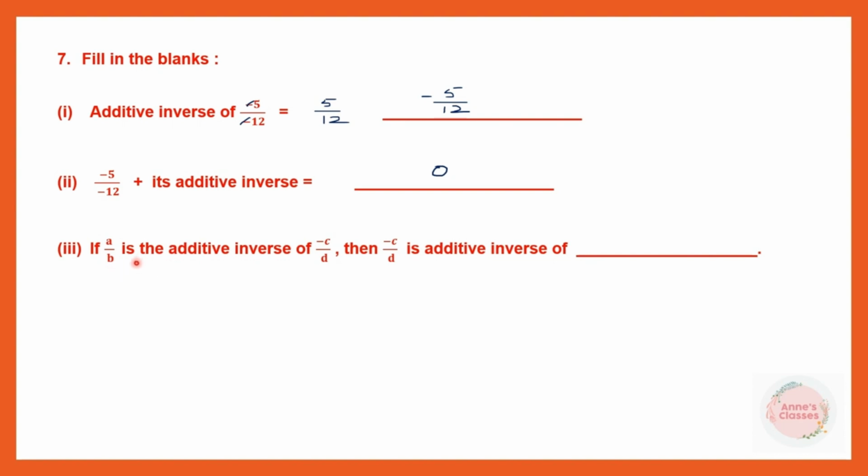If A by B is the additive inverse of minus C by D, then minus C by D is the additive inverse of A by B. Okay, this is the first part. Then A by B plus minus C by D, that is A by B is the additive inverse of this. So you have a rational number and its additive inverse. When you add up a rational number and its additive inverse, what do you get? You get a 0. This is equal to, again, the additive inverse and a number, when you add it up, you get 0. So 0 and 0 here, your answer will be 0.